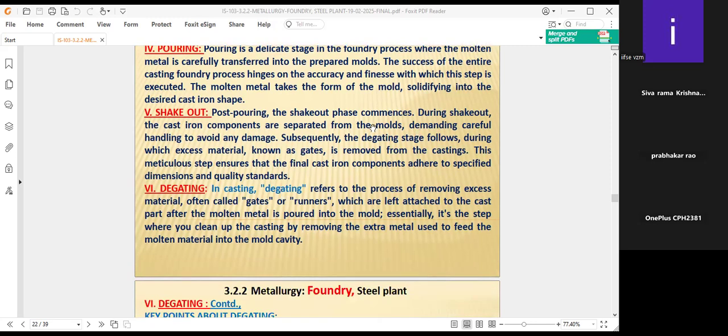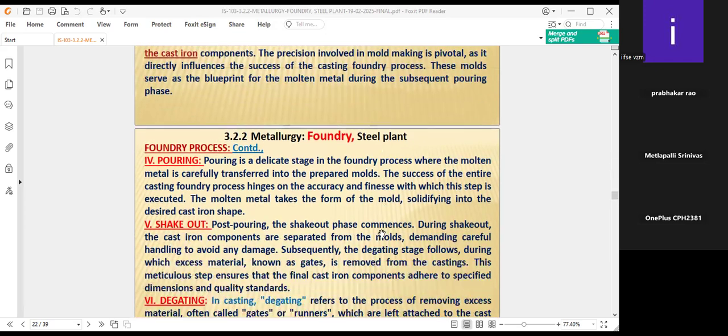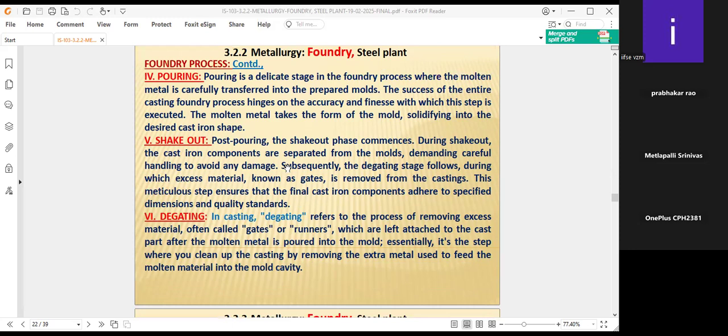After they are separated from the molds, we have to shake them out, which means some hammering will be done on the outside surface of the cast mold to loosen the shape inside. Subsequently, the degating. What is degating? That means the impurities, the layers between the surface of the casting and the mold, will be there as a small layer, and by shaking it will come out.